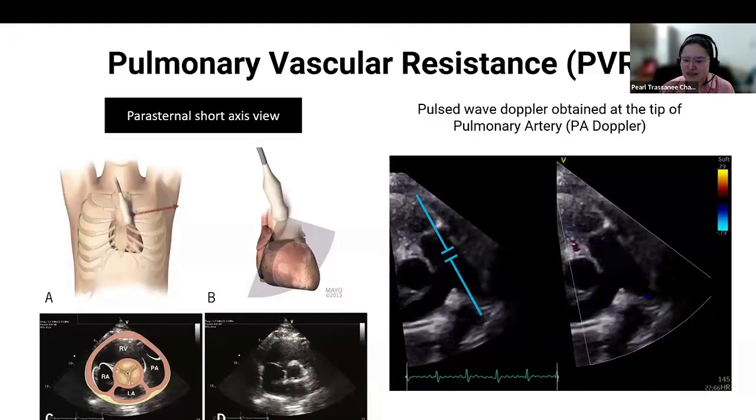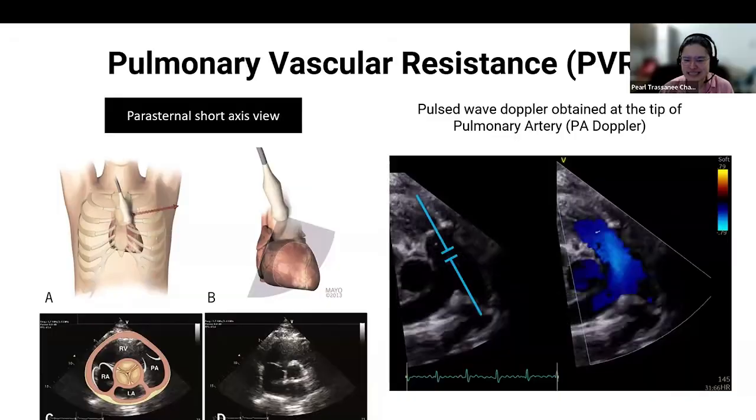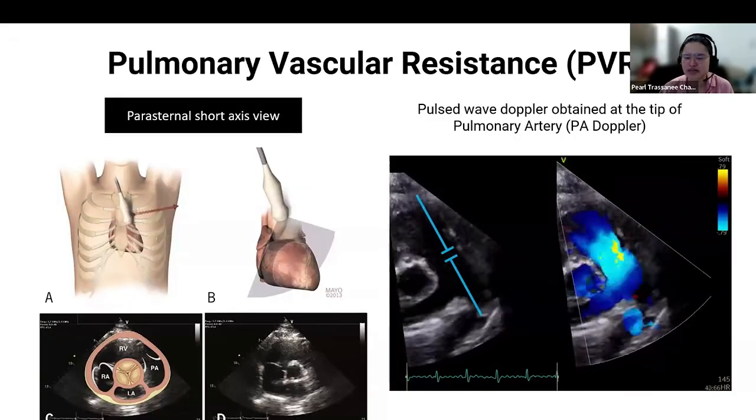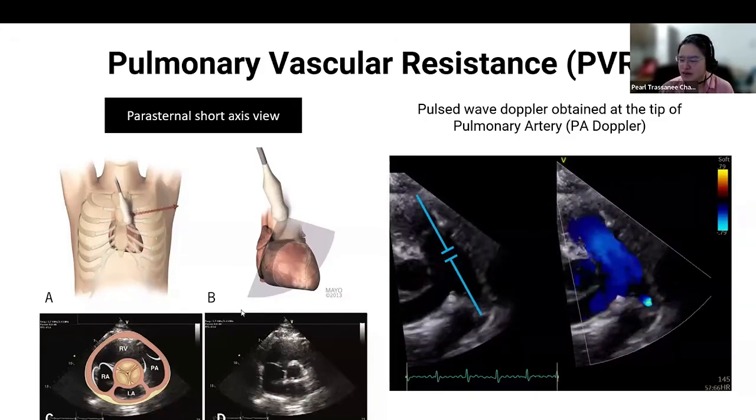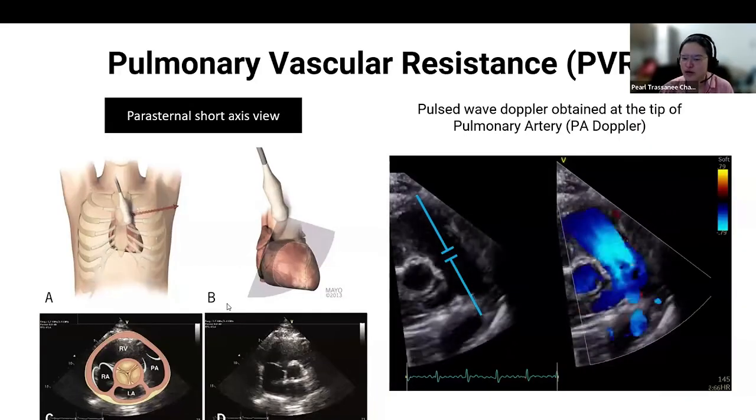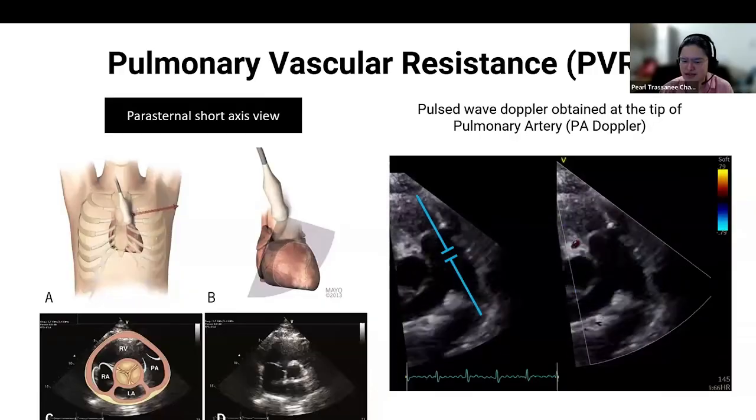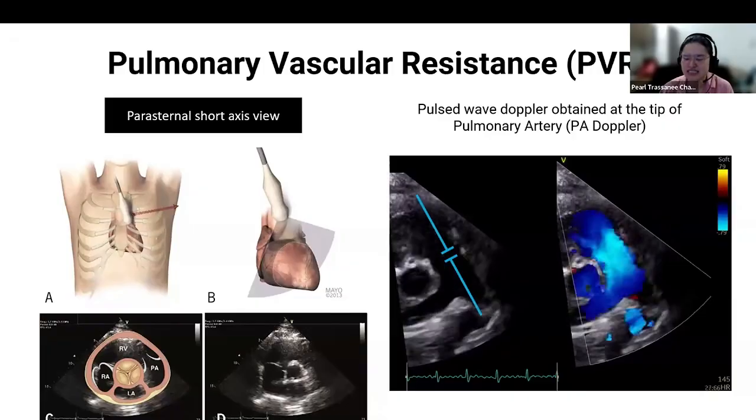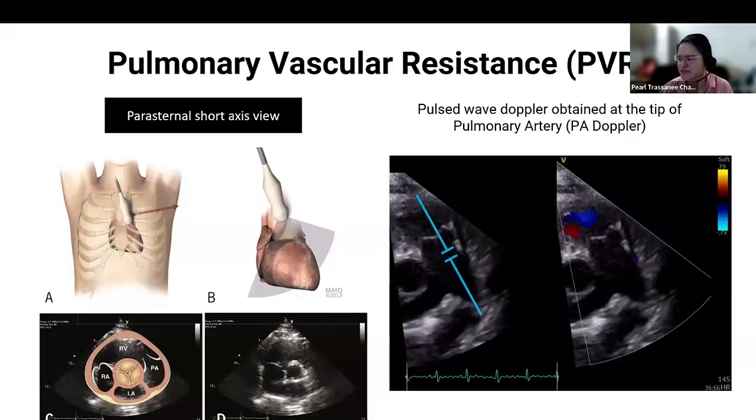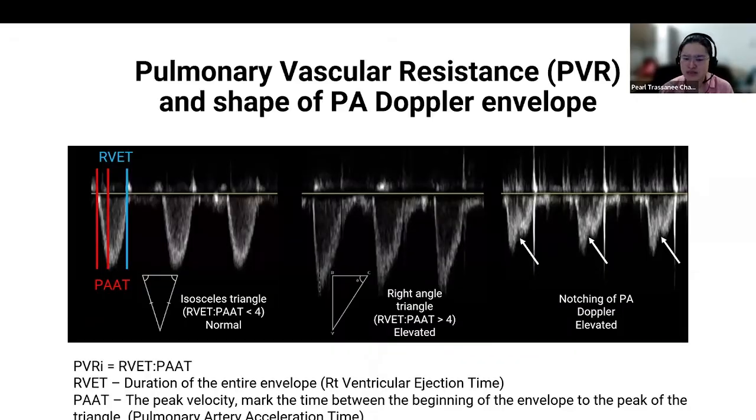Next is the assessment of pulmonary vascular resistance through pulmonary artery Doppler interrogation. To obtain this image, we start with the parasternal short axis view, where we can visualize the main pulmonary artery and position the pulse wave Doppler just distal to the pulmonary valve. The Doppler waveform generated from blood flow through the pulmonary artery contains information about the pulmonary vascular bed downstream.